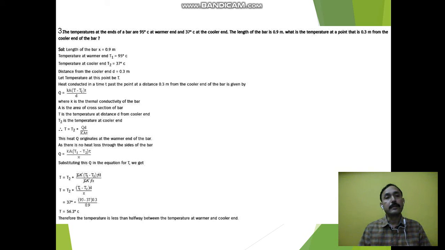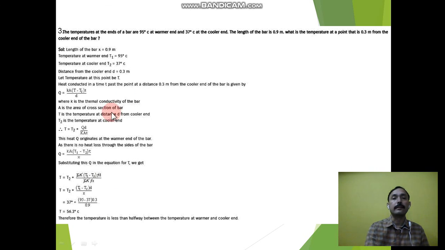The temperatures at the ends of a bar are 95 degrees centigrade at the warmer end and 37 degrees centigrade at the cooler end. The length of the bar is 0.9 meter. What is the temperature at the point that is 0.3 meter from the cooler end of the bar?